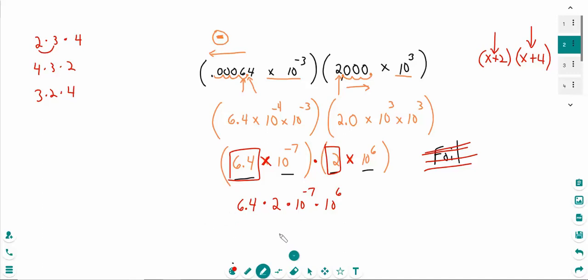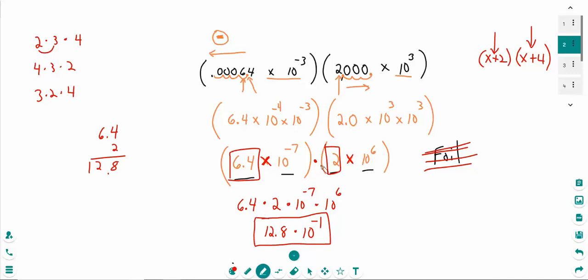All right. So now, excuse me, I need to combine some terms here. So 6.4 times 2. Well, let's figure that out. 6.4 times 2 is 12.8. So we have 12.8 times 10 to the negative 7 times 10 to the 6th. That's just going to be 10 to the negative 1, right? So our answer in this case is going to be 12.8 times 10 to the negative 1.